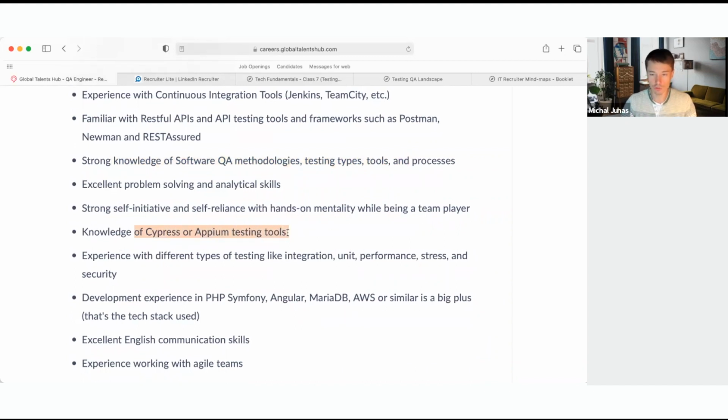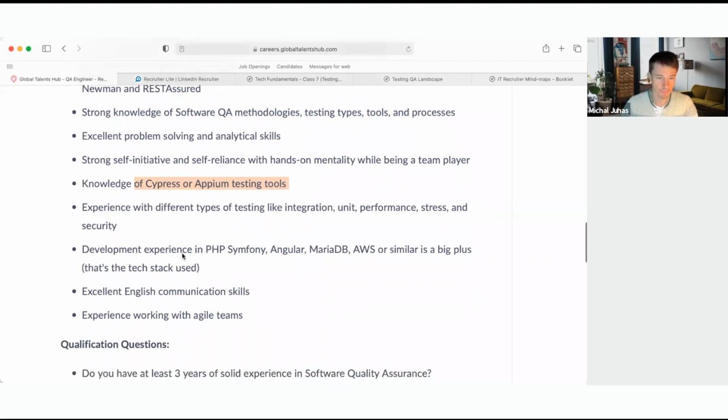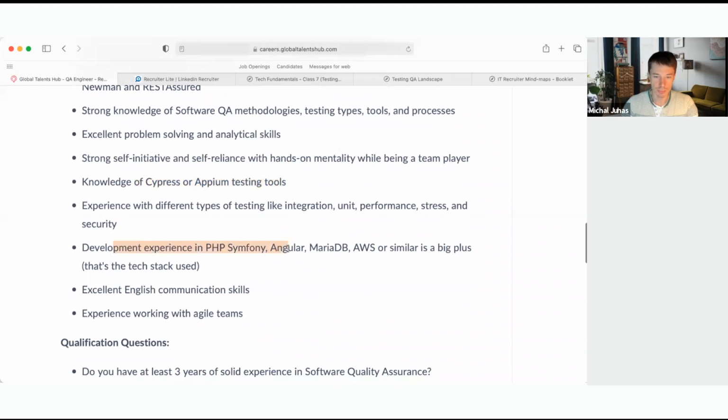So these QA engineers use some tools to help them test software. It could be Cypress, it could be Appium, it could be Selenium, right? Like there are different testing tools. I'll show you a mind map so you can categorize this. And development experience in or with these tools. So in PHP or with MariaDB or Amazon, because this is the technical stack that the company uses.